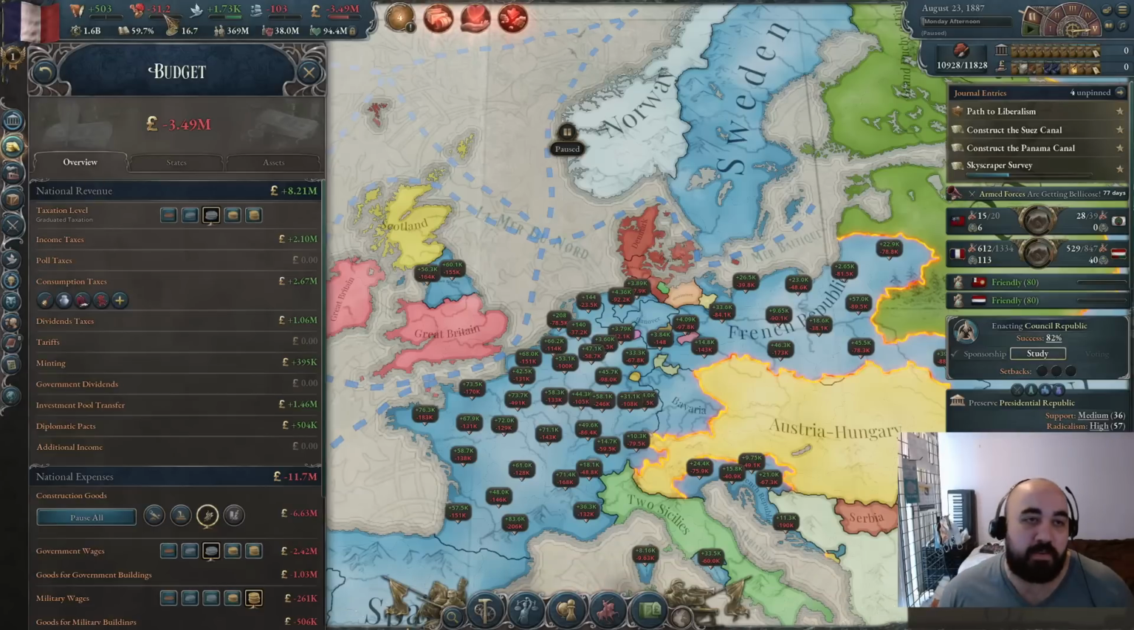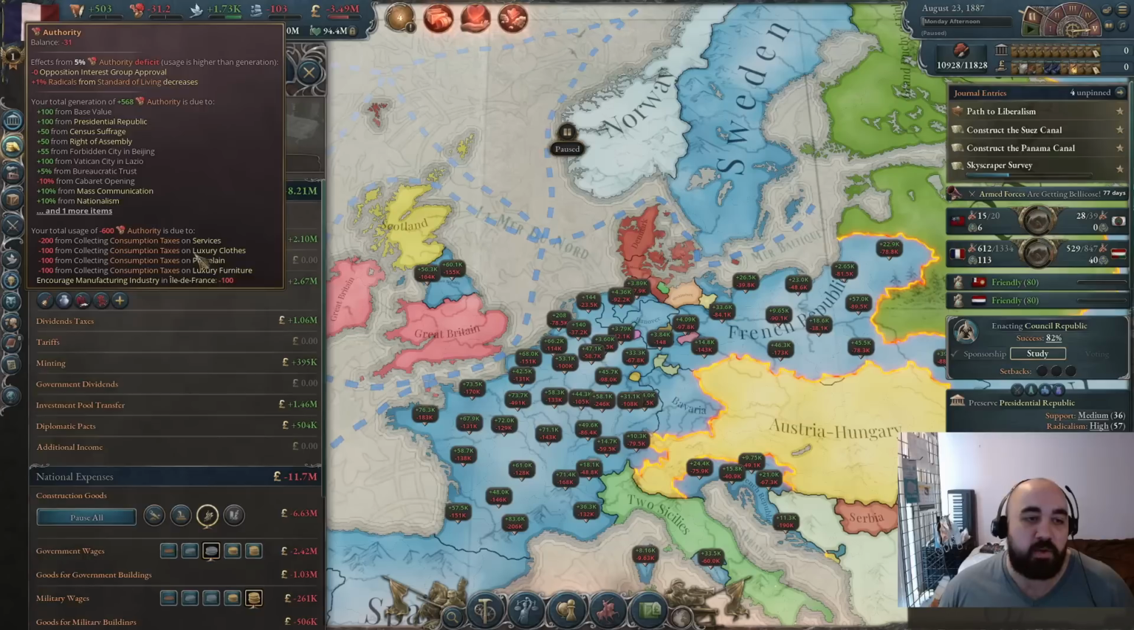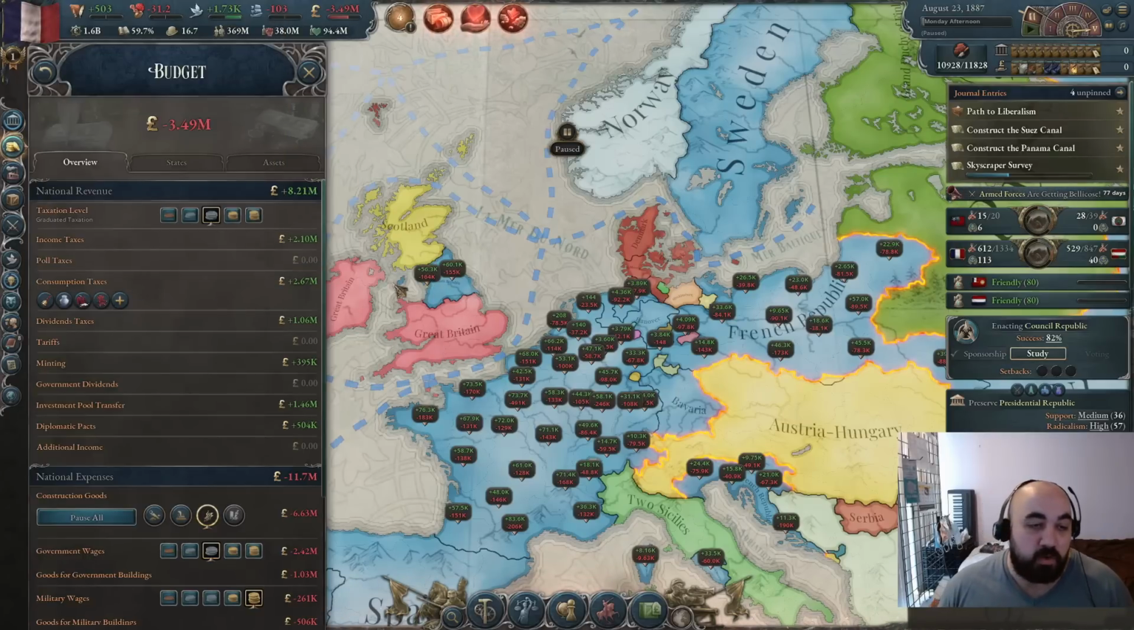But you do have the trade-off of authority. You have to spend authority, and you are foregoing stuff like encouraging manufacturing industries edicts and these sorts of things in order to put in these consumption taxes. So there is a trade-off, but it is preferable to tax luxuries for this reason.